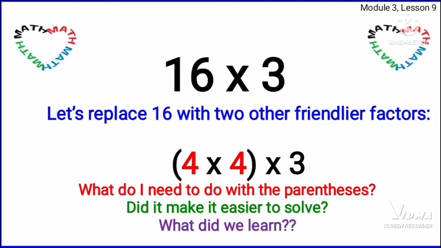Let's replace 16 with two other numbers that can divide 16 that we know. 4. 4 times 4 is 16. So this equation can also be written as 4 times 4 in bracket times 3. This seems to be a little bit easier.